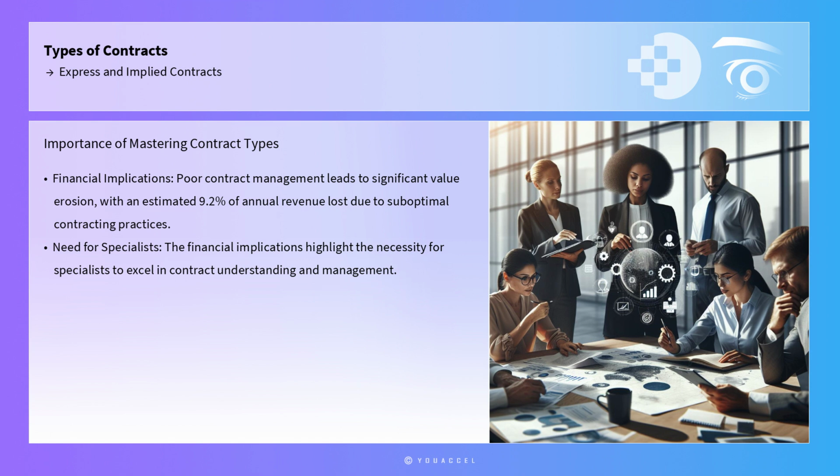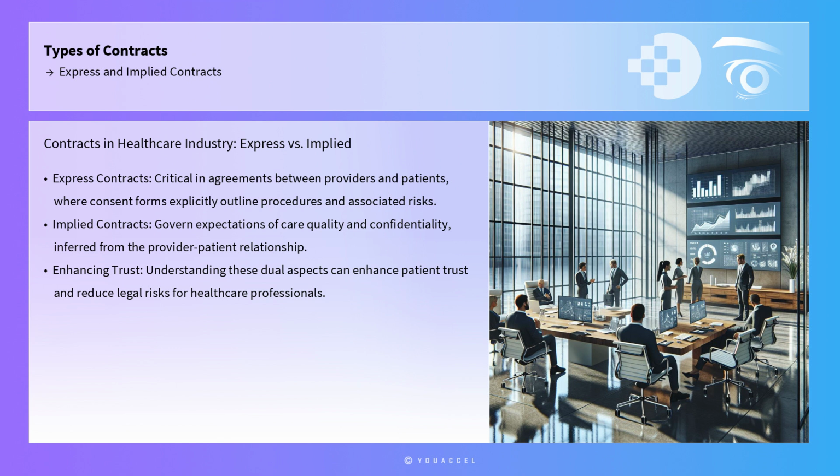Case studies further illustrate the practical application of express and implied contracts. In the healthcare industry, express contracts are critical in agreements between providers and patients, where consent forms explicitly outline procedures and associated risks. However, implied contracts often govern the expectations of care quality and confidentiality inferred from the provider-patient relationship. By understanding these dual aspects, healthcare professionals can enhance patient trust and reduce legal risks.